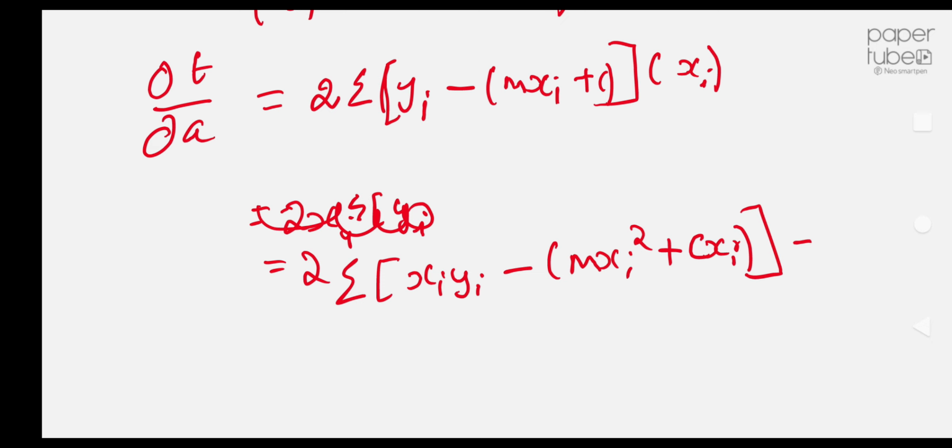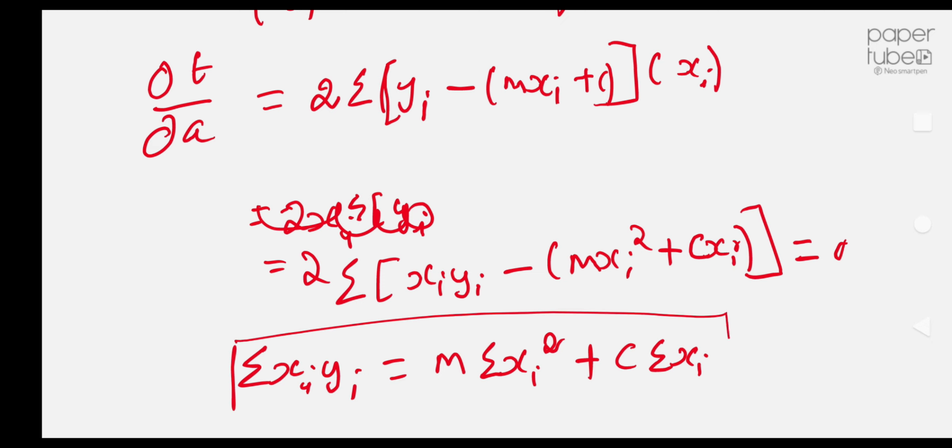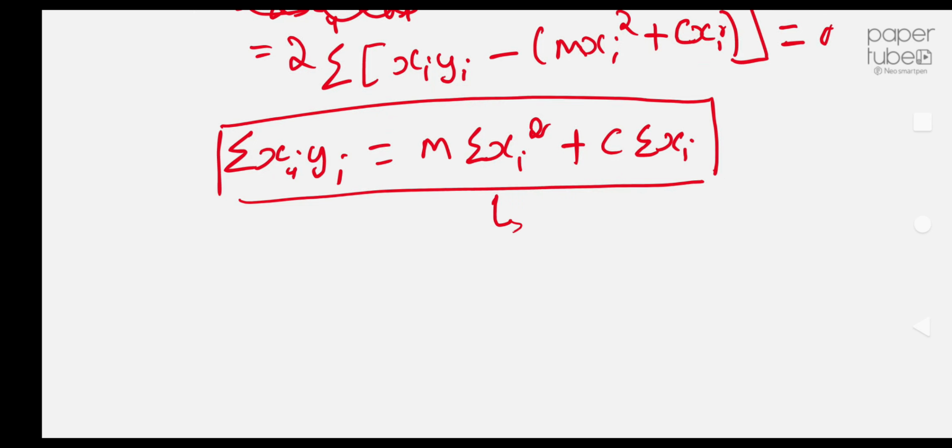We know that this whole expression will be equal to 0 if the error is minimum. So then we can simply write this equation as the summation of x of i y of i equal to m into the summation of x i square plus c into the summation of x of i. This is something called the normal equation. I already boxed it, so I'm going to call this equation number 1. We have two constants, m and c, in this equation, so to solve it we need one more expression.